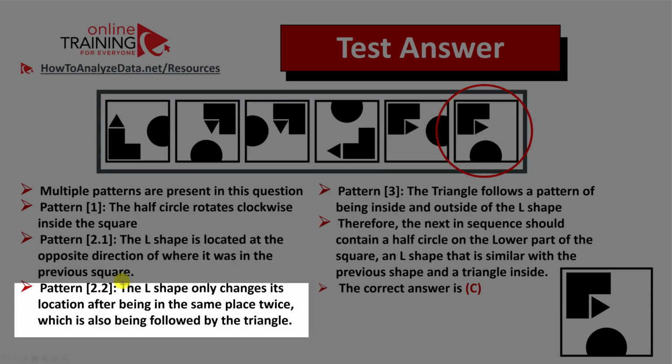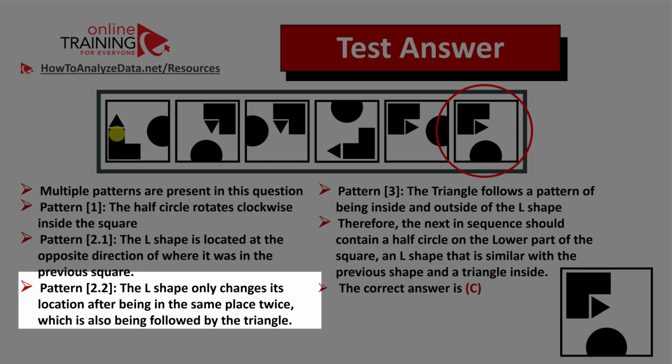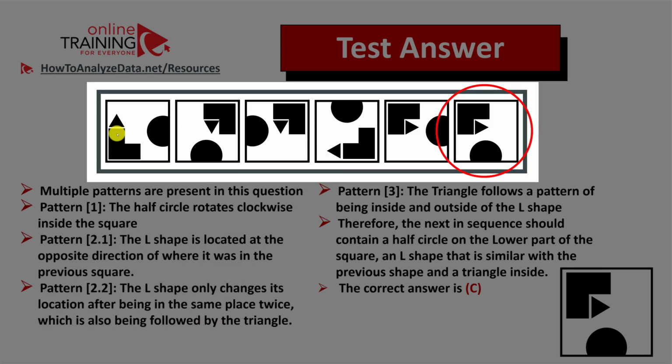And then the third pattern, also related to the L shape, is where the L shape only changes its location after being in the same place twice, which is also being followed by the triangle. As you can see, the L shape in the first square is located in the bottom left corner. And then in the next 2 shapes, it's located in the upper right, and then in the upper right again. Then it changes position and goes into the bottom right. And then in the next 2 positions, according to the pattern, would be upper left and then upper left again.